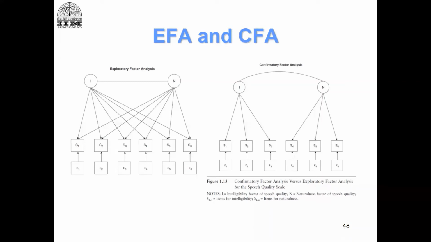So you will do CFA for the first construct, and you will do CFA for the second construct. You don't need to remember, please understand: EFA and CFA are done construct-wise. You don't put all the constructs together and start doing EFA and CFA. No, you are testing the measures of each. These are called measurement models.